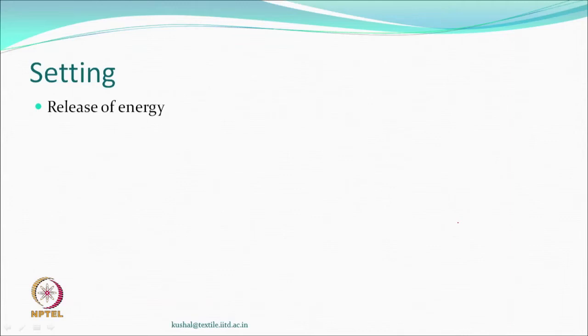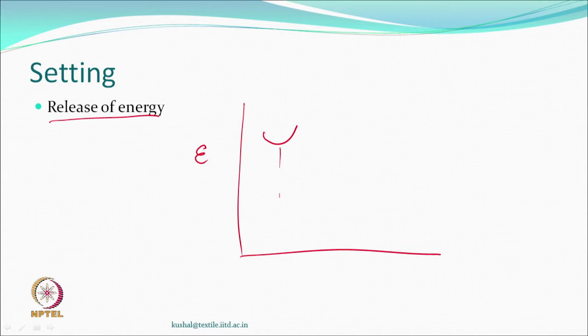So, setting is by release of energy. Okay. So, what does it mean by release of energy? If we just understood the delta G, let us say we have a curve which has got some energy state, let us say state 1, we have not done anything, let us say a fabric as it is.